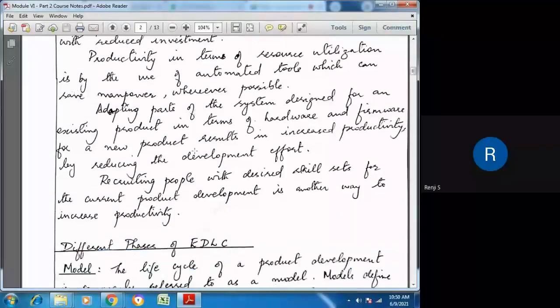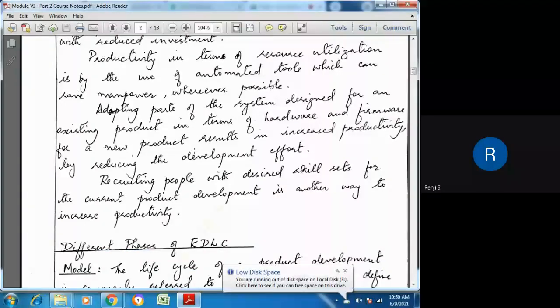Then another way to increase productivity is to recruit people with the desired skill set. Instead of trying to make a new team learn the technology from the beginning, the company can recruit people who are skilled in that particular work, so that the time to develop can be reduced. So recruiting people with the desired skill set for developing the current product is also a way to increase productivity.